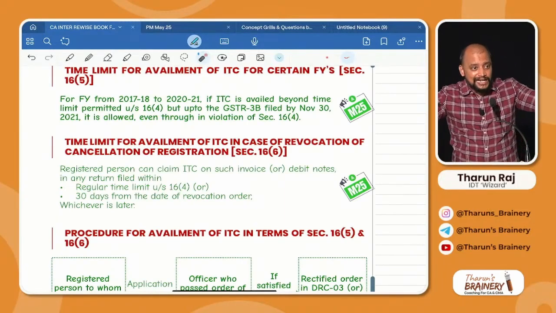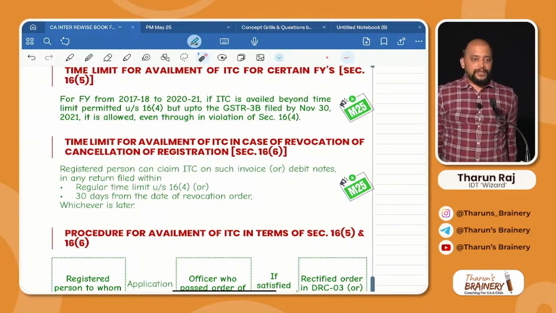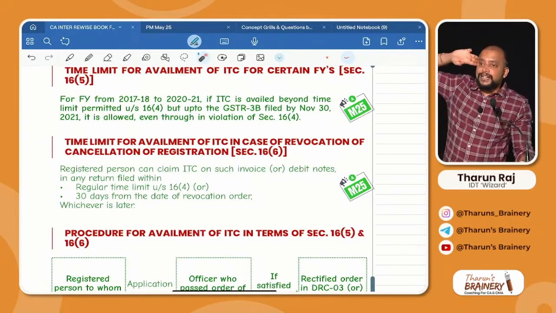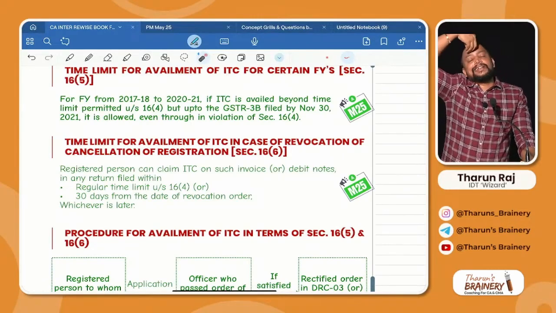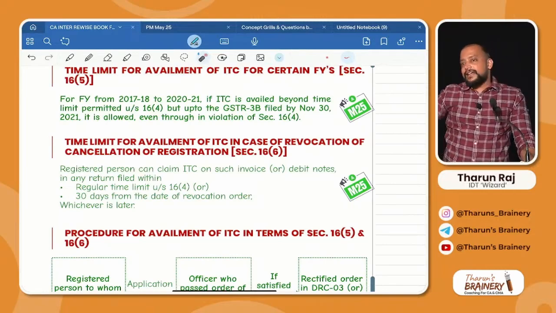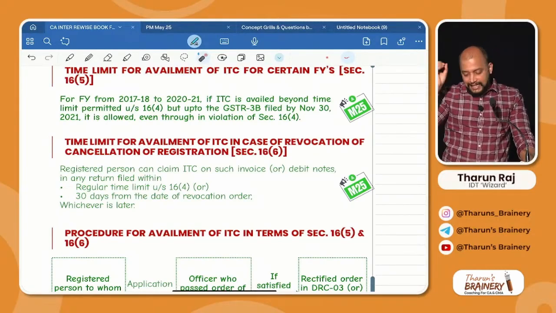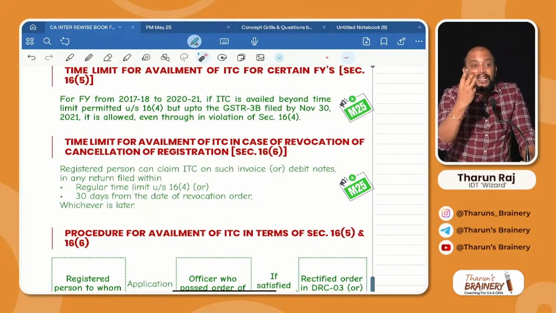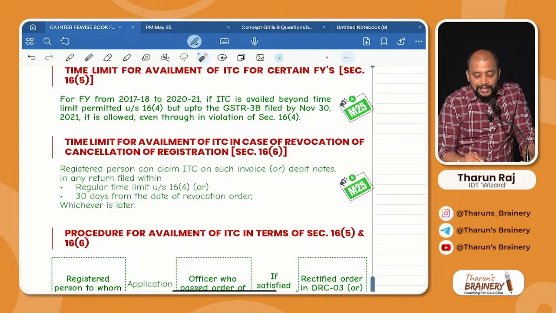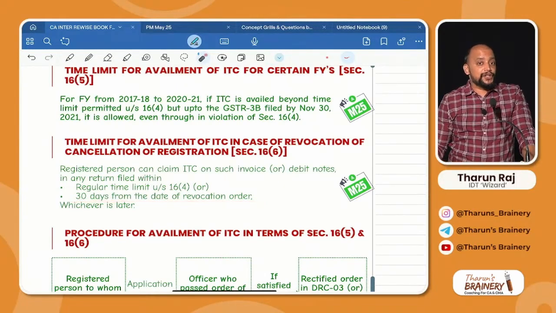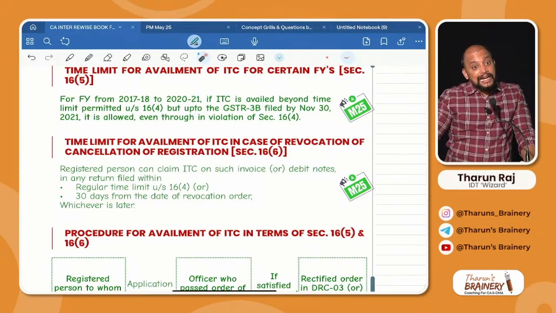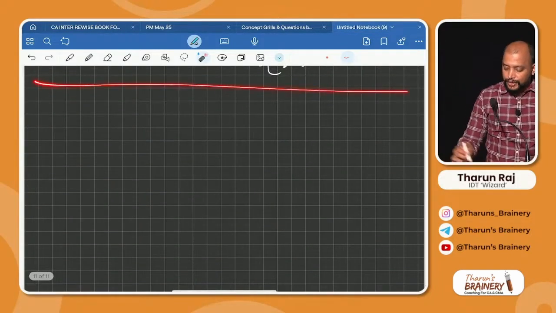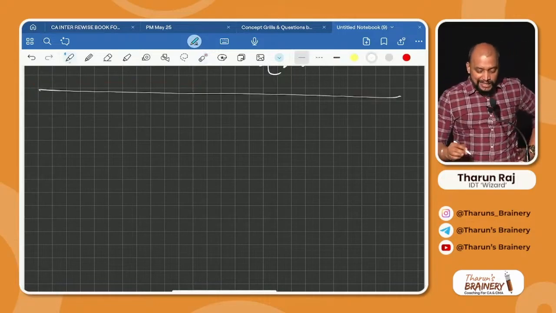But when they revoke the cancellation order, the time limit to avail ITC is over. Is it clear? The time limit to avail ITC is over, because the maximum time limit by which ITC is to be availed is 30th November. Say that 30th November is missed, for example. Then in that case, can I take the ITC? Yes, I can take the ITC even after 30th November, but within 30 days from the revocation order. Is it clear? Within 30 days from the revocation order, whichever is later. So kindly make a note of this somewhere in your notebook or any other place.